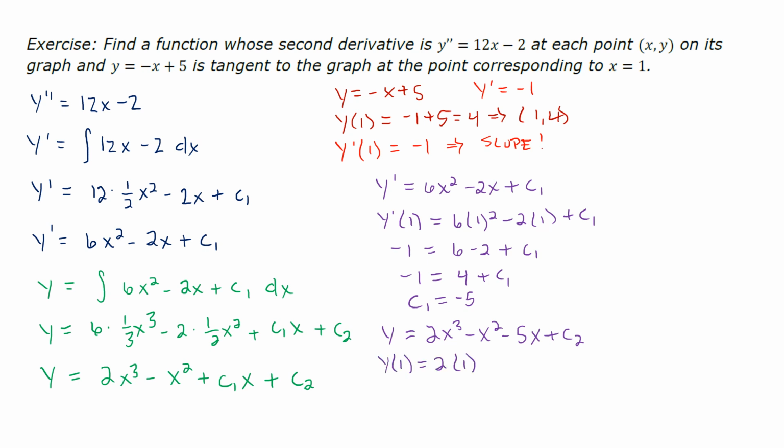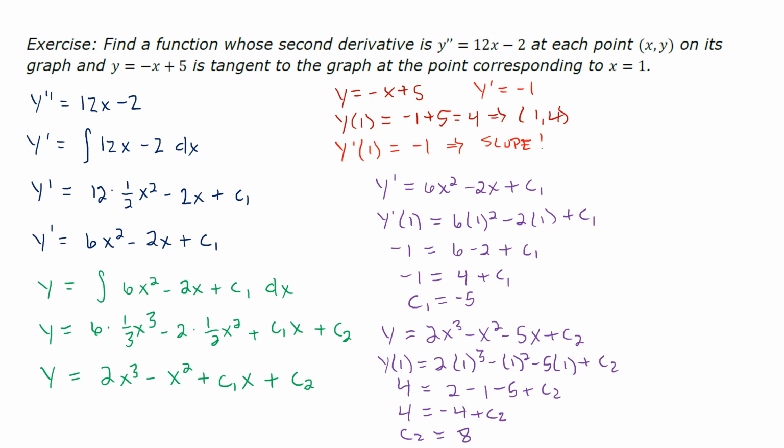so we're substituting in 1. We know y of 1 equals 4. So that would be 2 minus 1 minus 5 plus C2. So 4 equals negative 4 plus C2. So C2 equals 8. Okay.